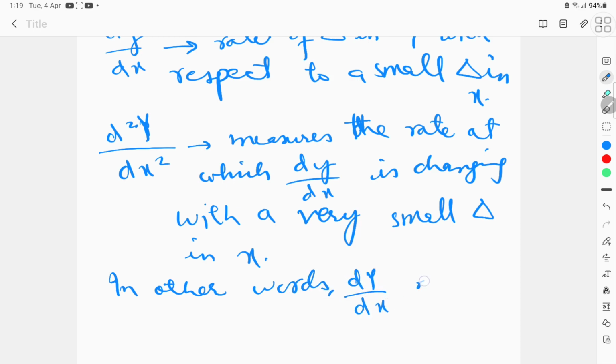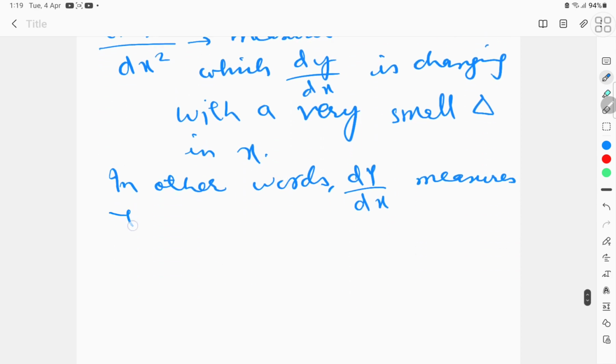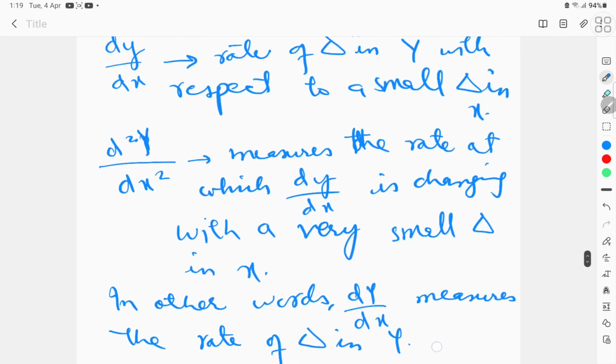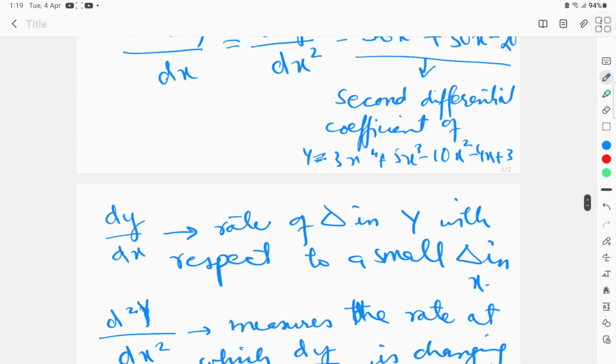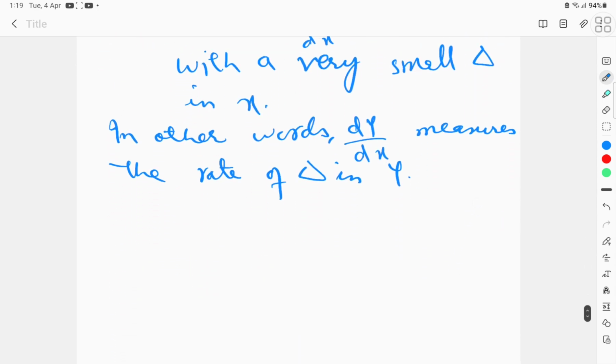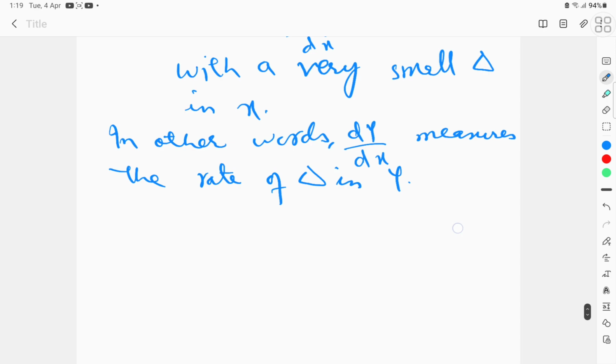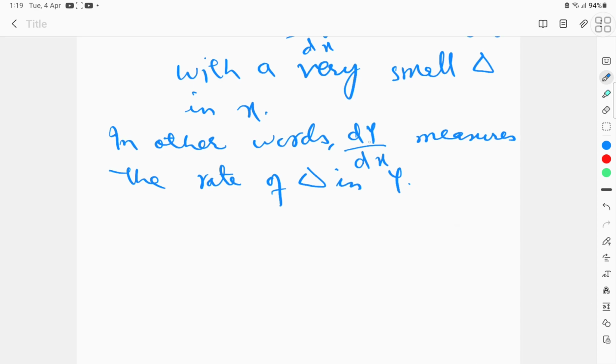In other words, dy with respect to dx measures the rate of change in y. Y is the equation like 3x to the power 4 plus 5x cube minus this. So it is the rate of change in y when x changes marginally. So this measures the rate of change. Let us write it down. It is better if you note it down, because there will be some confusion if you don't write it, because both are similar. You need to understand the things first.